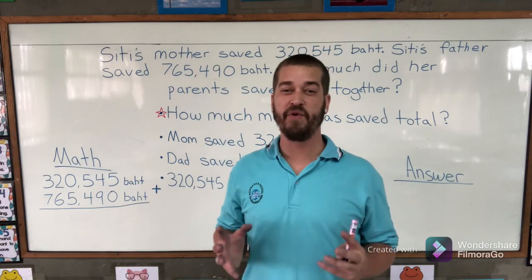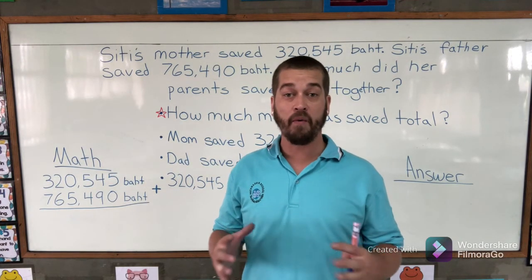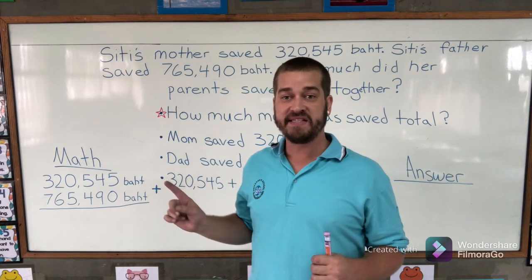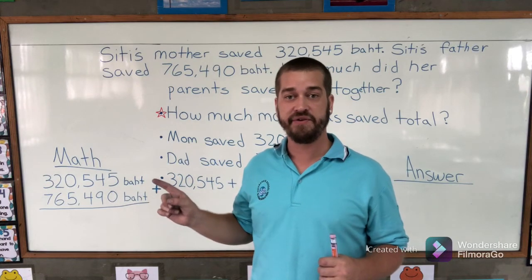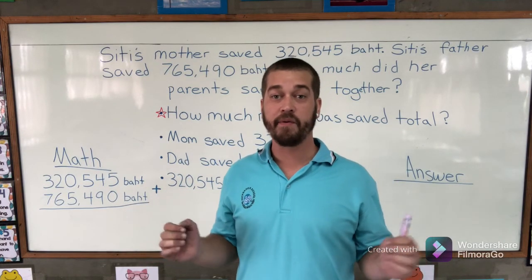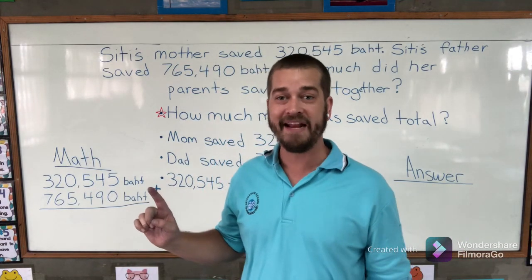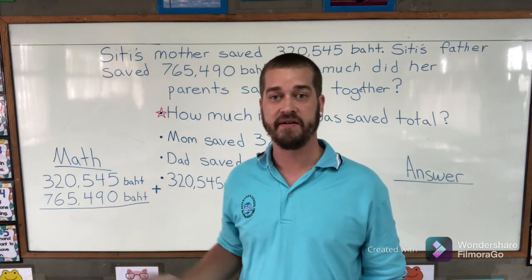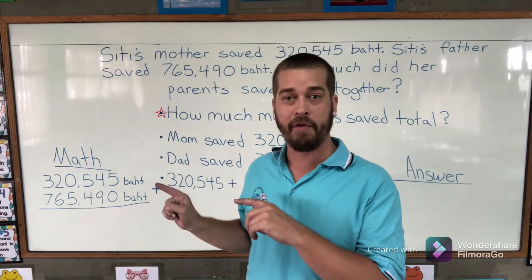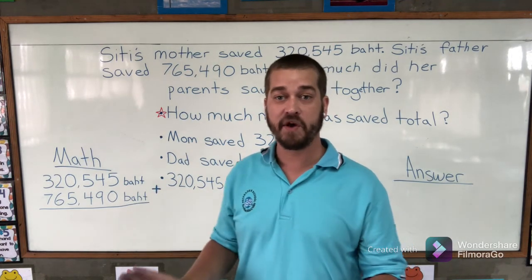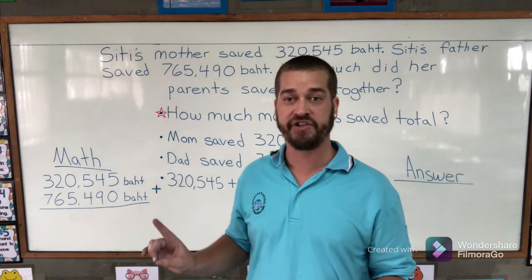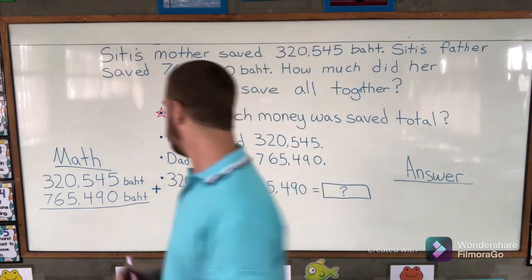The one thing that I really want you to look at here while we're learning about this is this. These two words is baht. We're dealing with money. It's not just random numbers. We're adding baht together. So in my actual problem, I put baht. Let's go ahead and do this addition problem, and then I'll show you where that comes back into play.